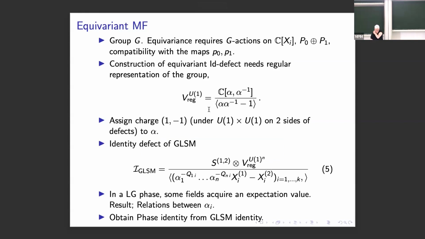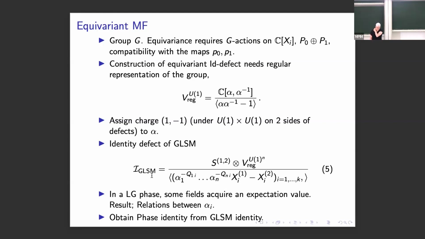So for example, for U1, the regular representation can be written in terms of extra variables. So in physics, I would say I include extra defect degrees of freedom to make things equivariant. And so let's just include this in the matrix factorization. And then we can write an identity defect of the gauge linear sigma model. So here the point is, before I had kind of one version of fields, so x1 minus x2, it's not equivariant. And now I have these alpha variables and they carry some charge. And in this way, I have made this identity defect something equivariant. Okay, so that's the identity of the gauge linear sigma model.